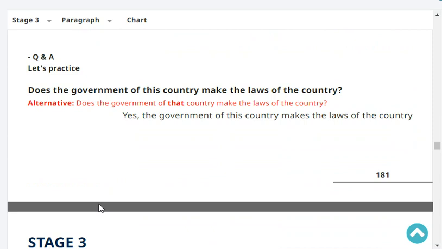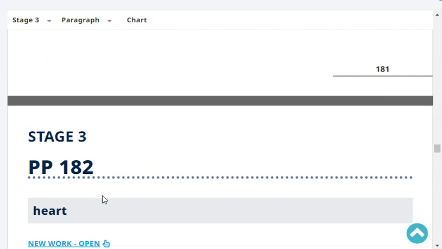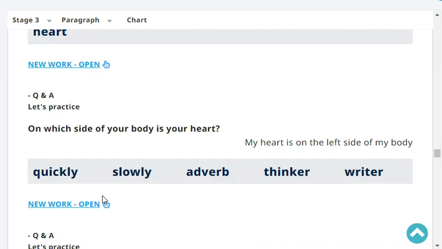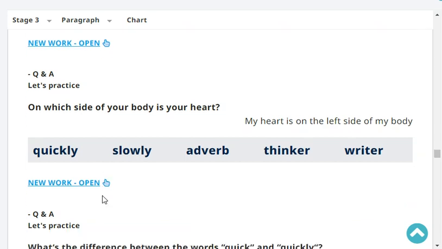Does the government of your country make the laws of the country? Yes, the government of my country makes the laws of the country. Very good. On which side of your body is your heart? My heart is on the left side of my body. Very good.